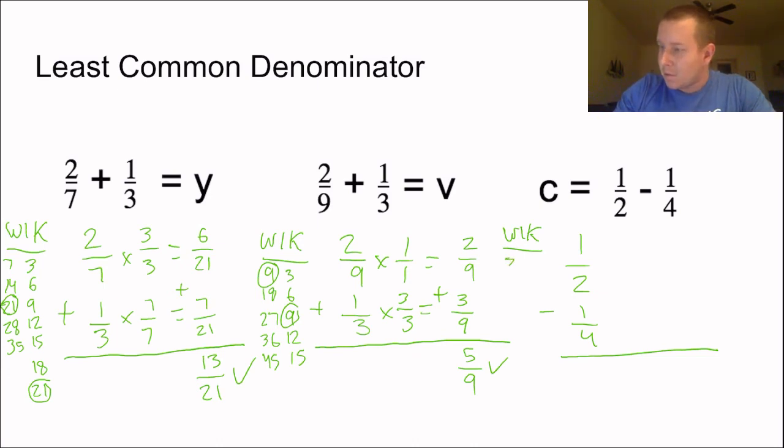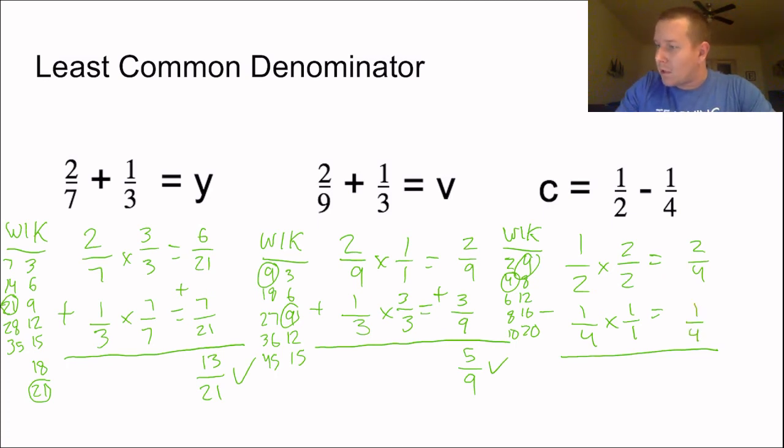So 2, 4, 6, 8, 10, 4, 8, 12, 16, 20. Common denominator is going to be 4. We had to multiply by 2 to get to that. So 2 over 2, multiply over 1 over 1. Okay. Our new fraction is going to be 2/4, which makes sense. 2/4 is 1/2, they're equivalent, and then 1/4. And we're going to be subtracting these bad boys.